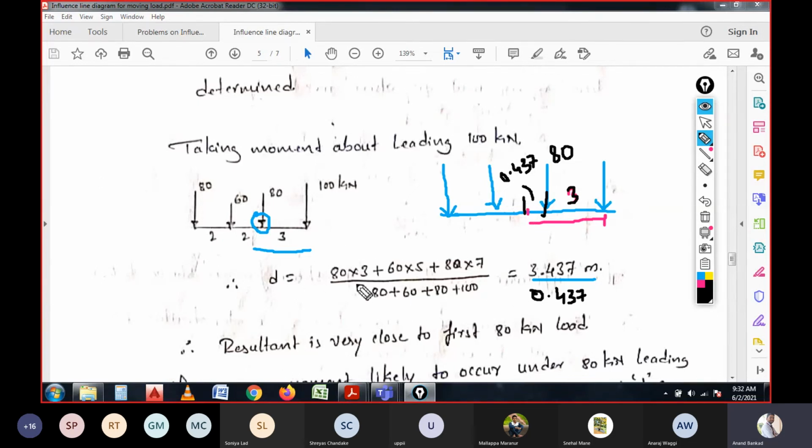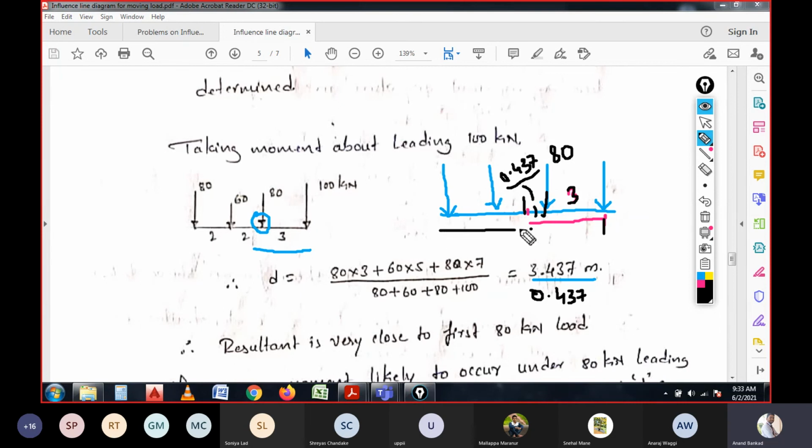This is how we have taken the center of gravity of all these loads, taking moment for the 100 kilonewton leading load, and then we have got 3.437 meter of distance from this end. So once you measure the distance of 3.437 from this end, it will be acting nearly over here, nearly to the support, nearly to the load of 80 kilonewton. So here 80 kilonewton load if you take, it is 3 meter, and remaining we have 0.437 meters. Am I right?